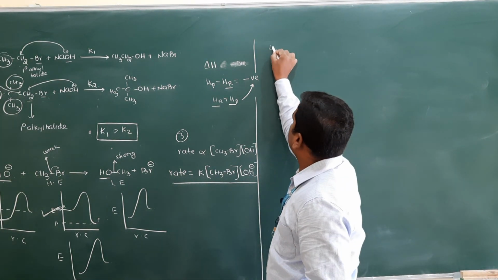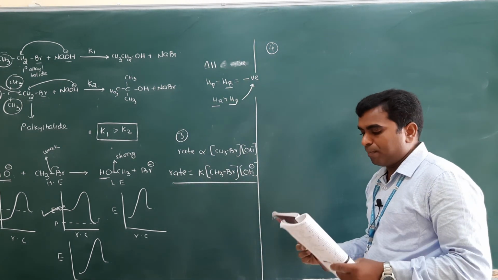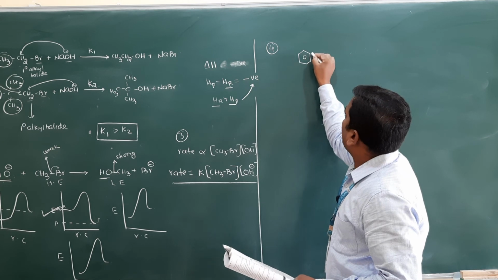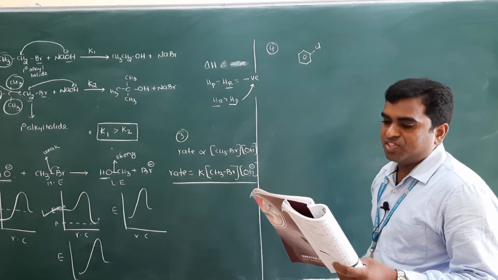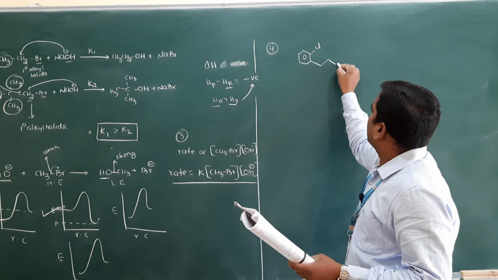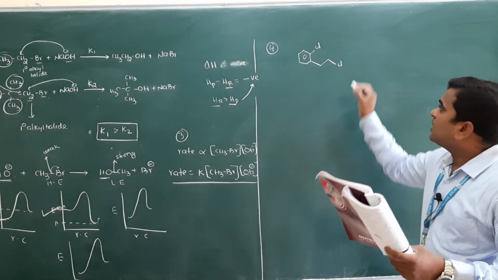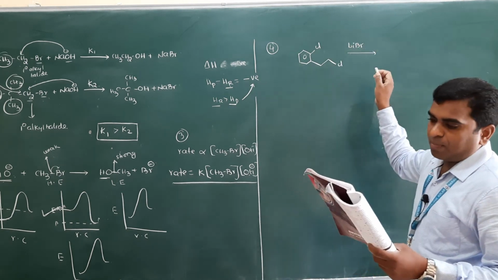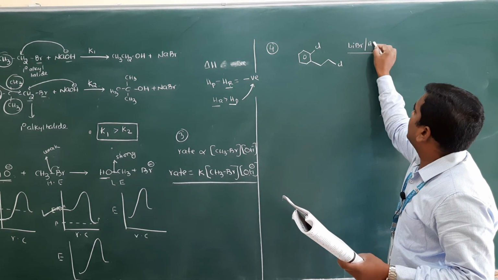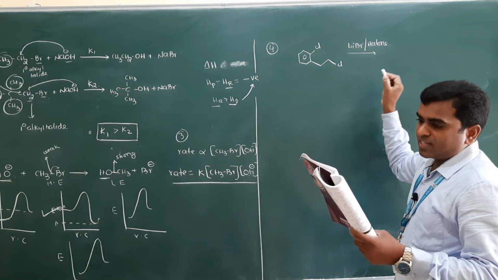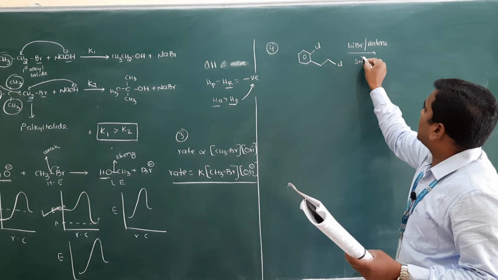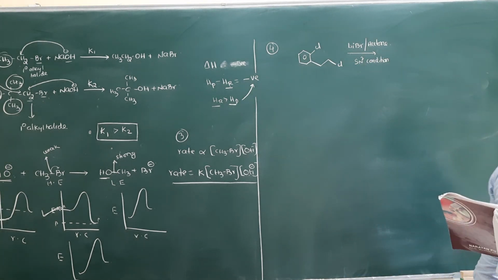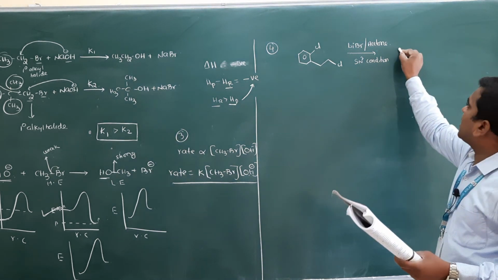See the question number 4. They have given one compound. One chlorine is attached to the benzene ring, and there is another one, chlorine is here. They have given lithium bromide plus acetone. Acetone is a solvent. They have mentioned SN2 condition. This reaction follows SN2 condition. What is the product A?